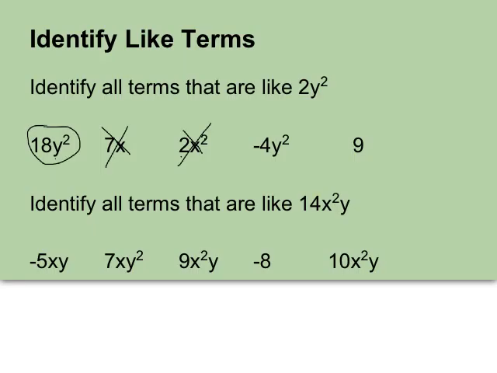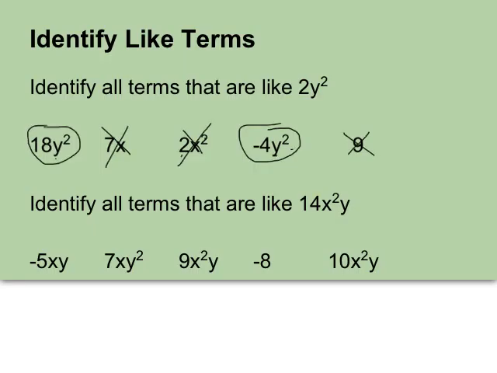Negative 4y squared. We have y to the second power, y to the second power. That's what we're looking for. So we would say that is a like term. And then 9 is a constant term, and so it's not like anything with a variable. It can only be like another constant. Okay, so 2 out of those 5 were like 2y squared.